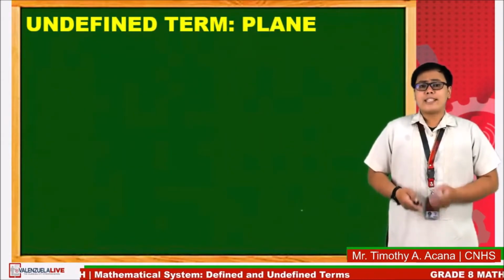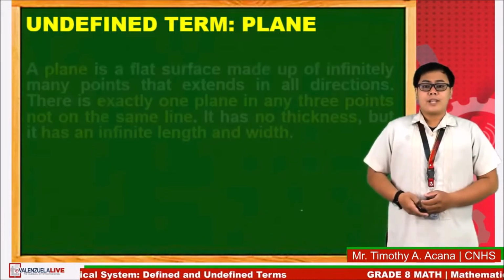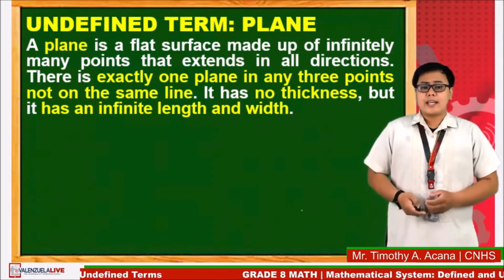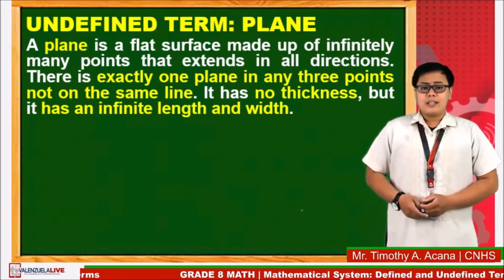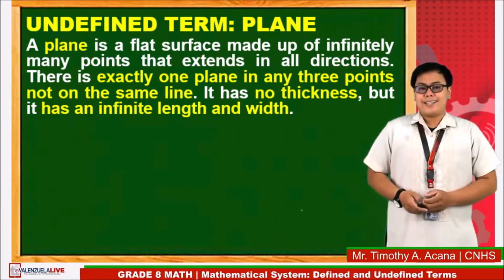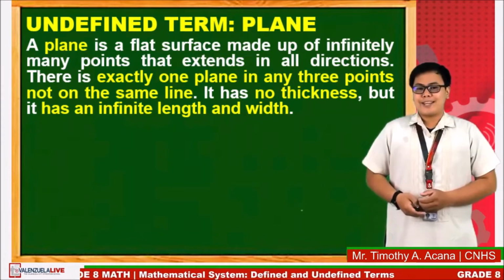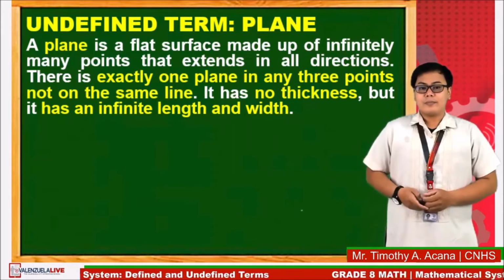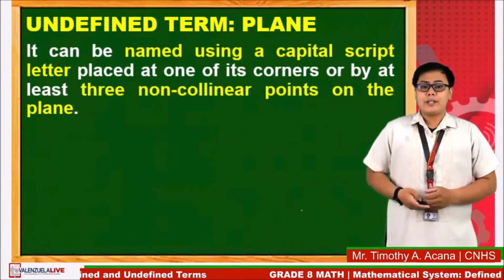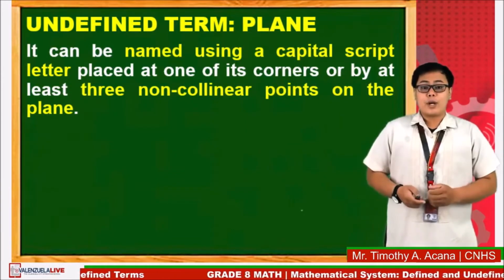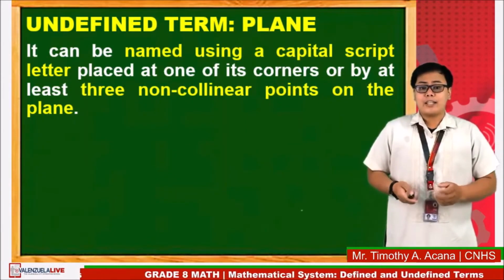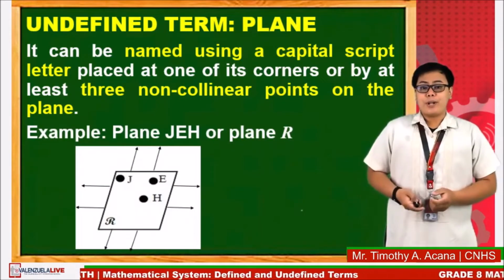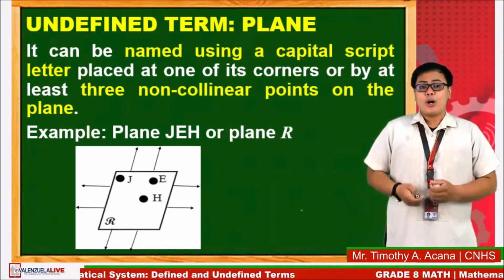Lastly is a plane. A plane is a flat surface made up of infinitely many points that extends in all directions. There is exactly one plane through any three points not on the same line. It has no thickness, but it has an infinite length and width. It can be named using a capital script letter placed at one of its corners or by at least three non-collinear points on the plane. Example, plane JEH or plane R.